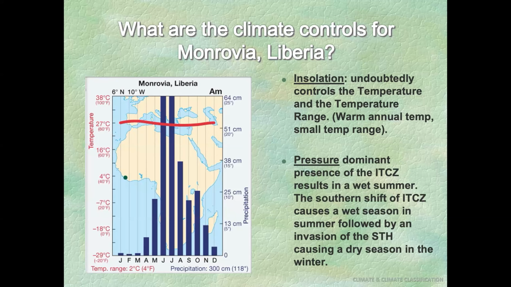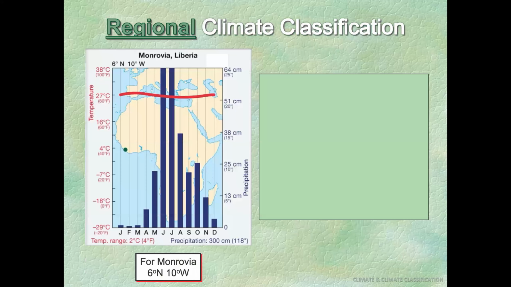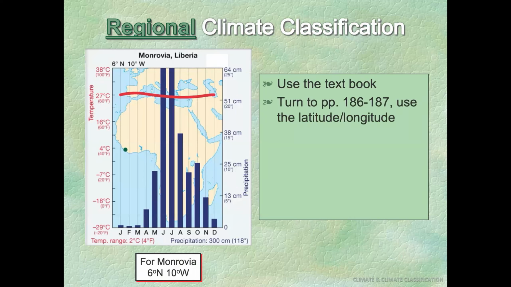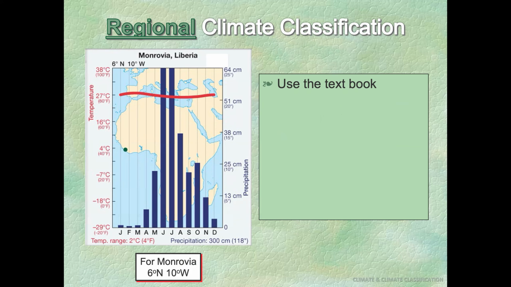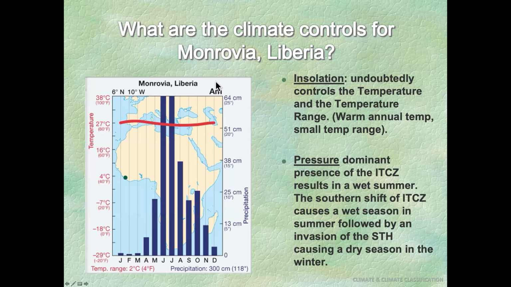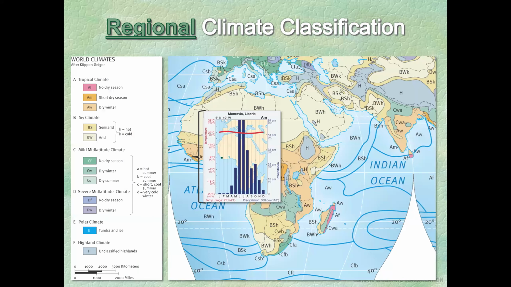Even though it says right there, AM, you simply go to page 186 or 187 of your textbook. You see that Monrovia, Liberia is there. You open it up to that, you use the latitude, longitude, and you read the color code, and it pretty much tells you that this location is an AM climate. Okay? Even though I kind of told you here, it's already there, right? AM. But it's a pretty straightforward process to do this. And there it is. Notice AM from the textbook.